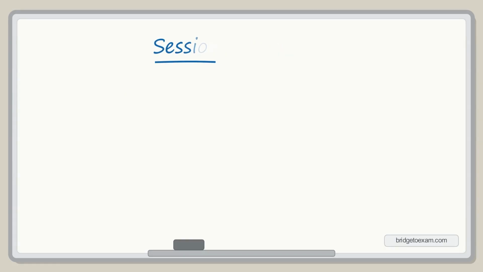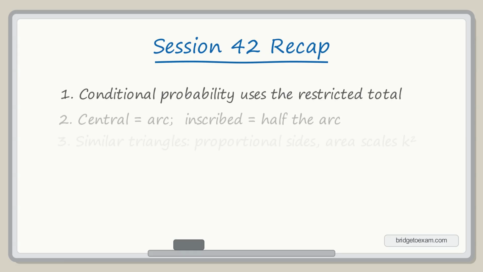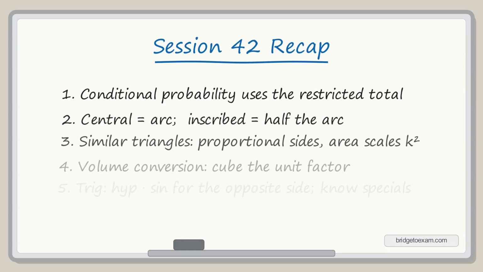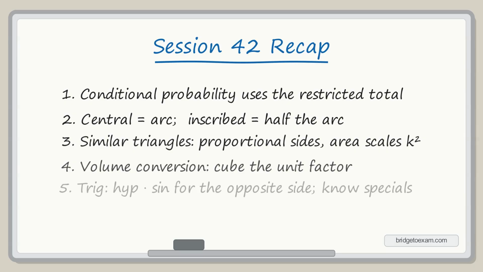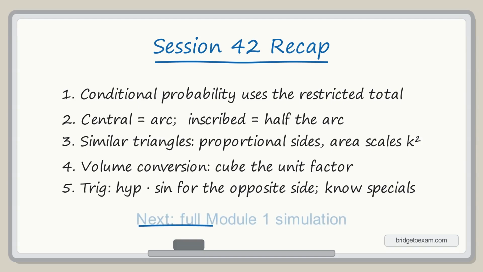Let's recap Session 42. Conditional probability uses the restricted row or column total. A central angle equals its arc, while an inscribed angle is half. Similar triangles give proportional sides, and area scales by k². For unit conversion, cube the factor. And in trig, the opposite side is the hypotenuse times sine, so know your special values. Next up, a full Module 1 simulation.